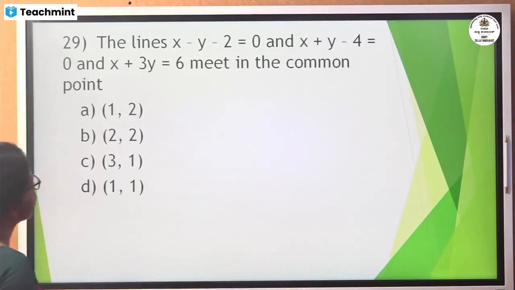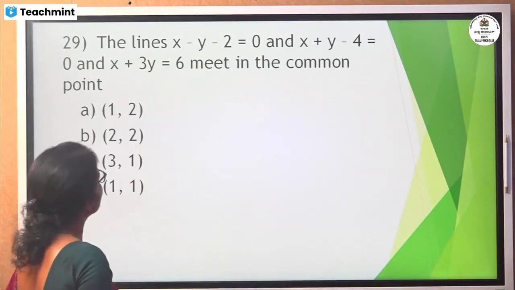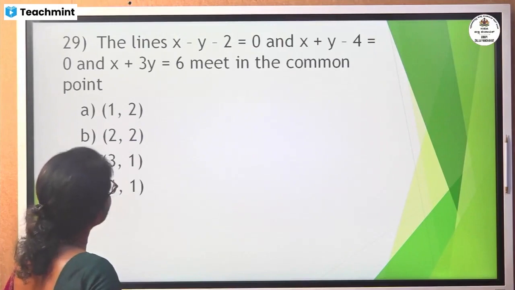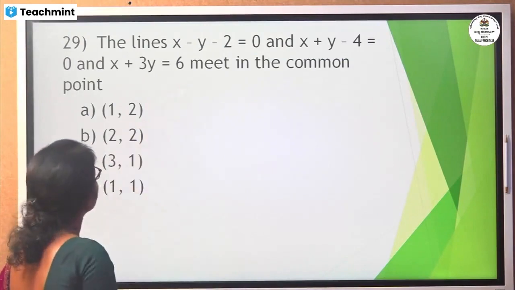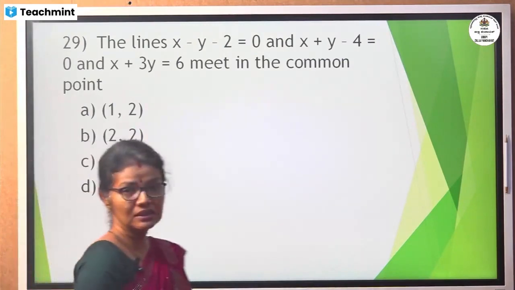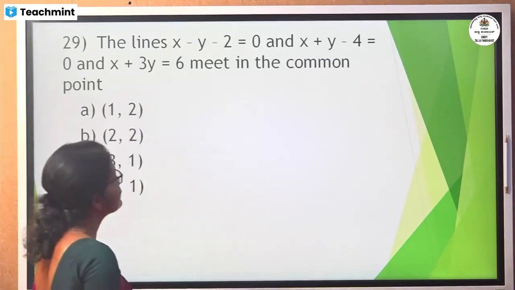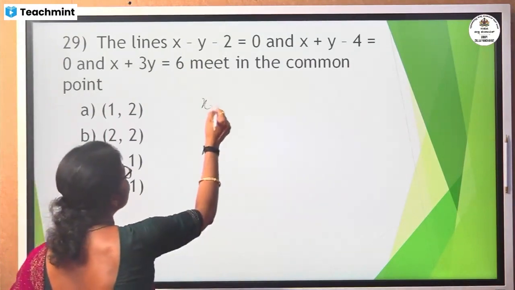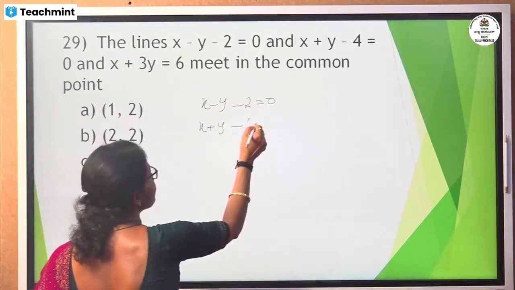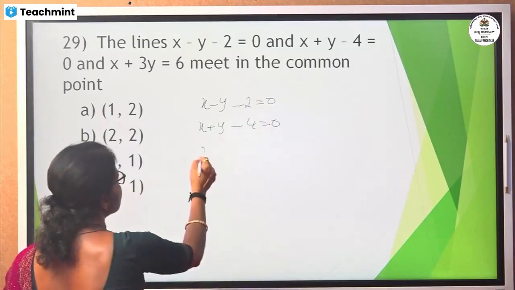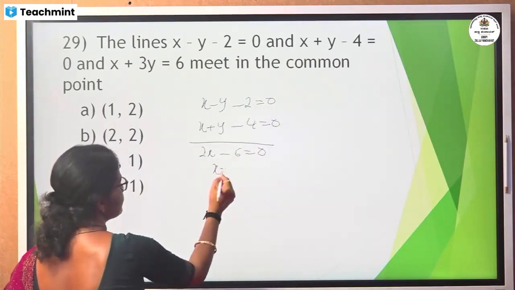Next, the lines x minus y minus 2 equal to 0, x plus y minus 4 equal to 0 and x plus 3y equal to 6 meet in the common point. This is easy actually. You have to simplify 2 equations. According to the statement, meeting at a point means the point of concurrency is to be calculated. So it is enough if we simplify 2 equations. We'll consider x minus y minus 2 equal to 0 and x plus y minus 4 equal to 0. So we'll get 2x minus 6 equal to 0. 2x equal to 6, x equal to 3.